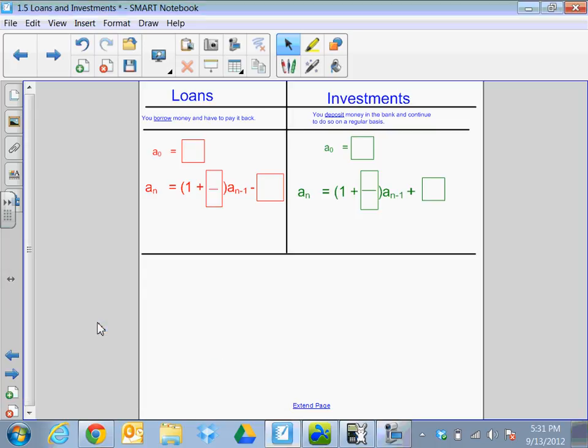Hi guys, today we're going to talk about loans and investments. This is part of section 1.5 in chapter 1. You received a handout for this earlier today. If you did not receive it, please see me as soon as you can tomorrow.